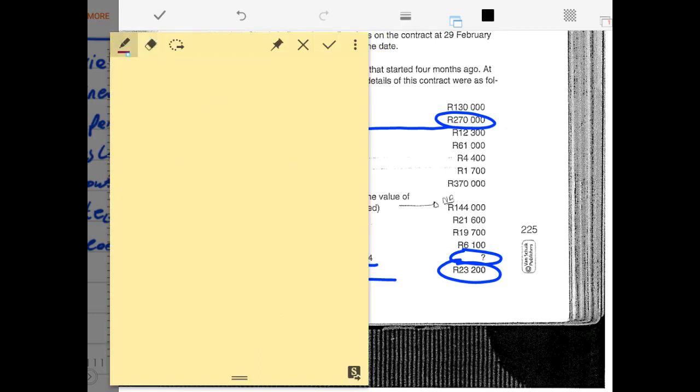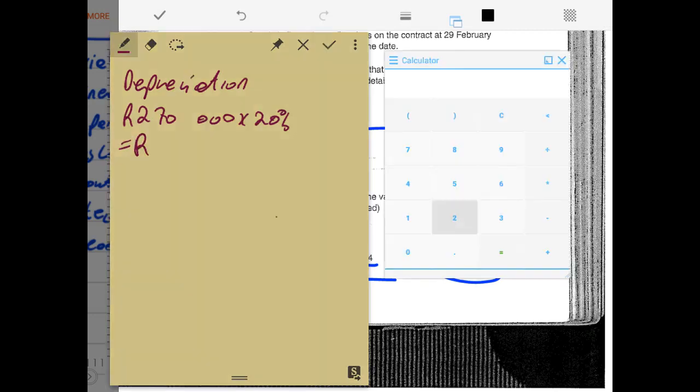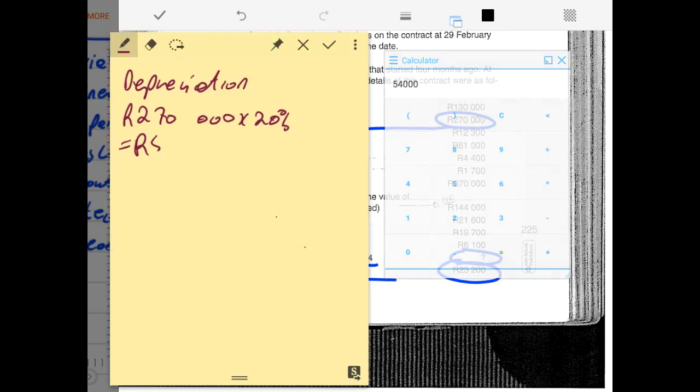So now to calculate the depreciation for this, we have to say depreciation, and depreciation will be equal to cost of 270,000. We multiply this by 20%, and if we multiply this by 20%, it will give us the depreciation for the year, times by 0.20. It will give us 54,000 rands, which is depreciation per annum.